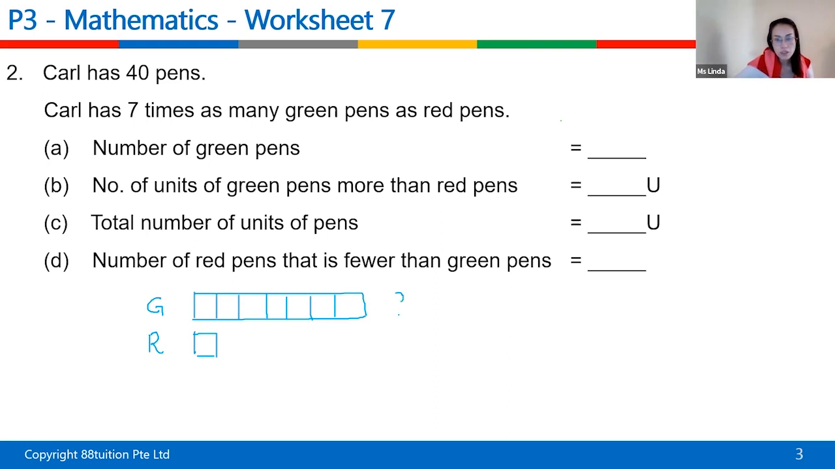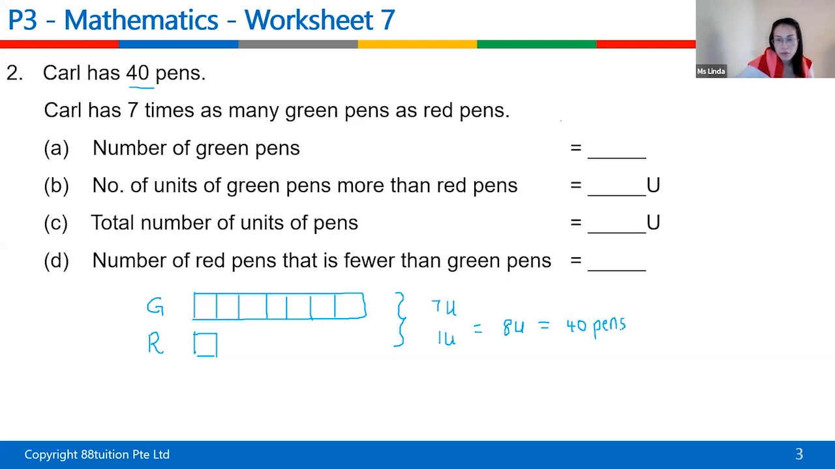So basically, this whole unit, 7 units for green, 1 unit for red. So 7, I'll put U stands for unit, 7 plus 1 unit. Total is actually 8 units, right? Now this 8 units stands for, he says that he's got 40 pens. So 8 units equals 40 pens. Can you find 1 unit?